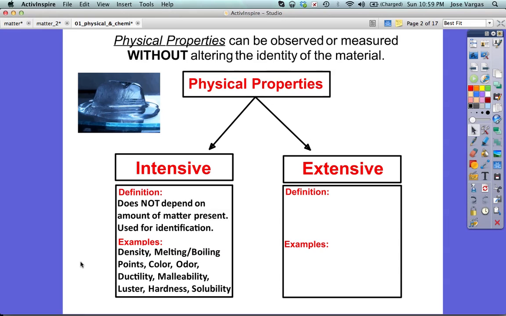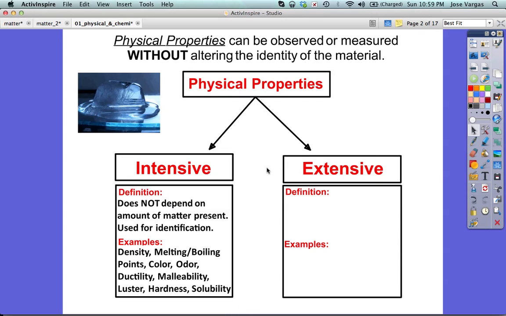For example, density, melting and boiling points, color, odor, ductility, malleability, luster, hardness, and solubility. All these properties of a chemical are not going to change. It doesn't matter if we have 1 gram of that chemical, 5 grams, or 1 kilogram of the chemical. We're going to have the same intensive properties.